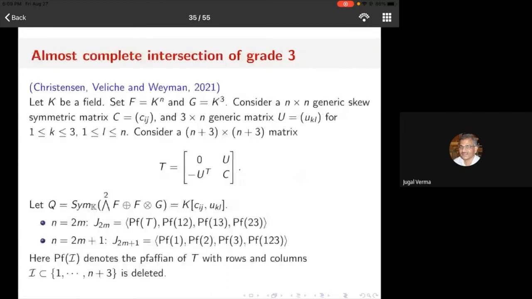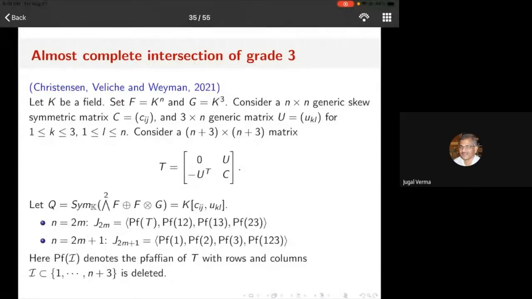Next, what we see is an explicit construction of doubling for a certain class of rings, the almost complete intersections of grade 3. The structure for almost complete intersections of grade 3 was earlier studied by Brown, and I use the construction of Christensen, Veliche, and Weyman to construct generic doubling for the grade 3 perfect ideal.